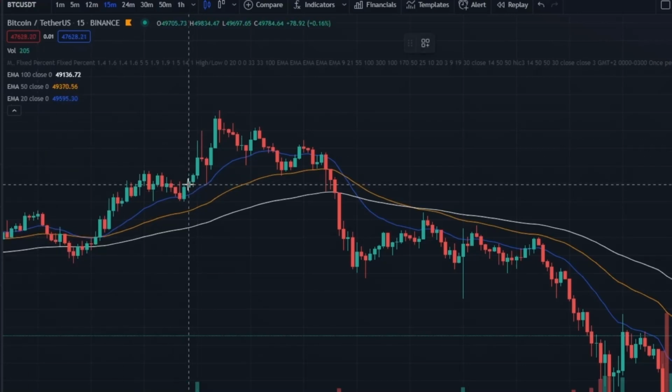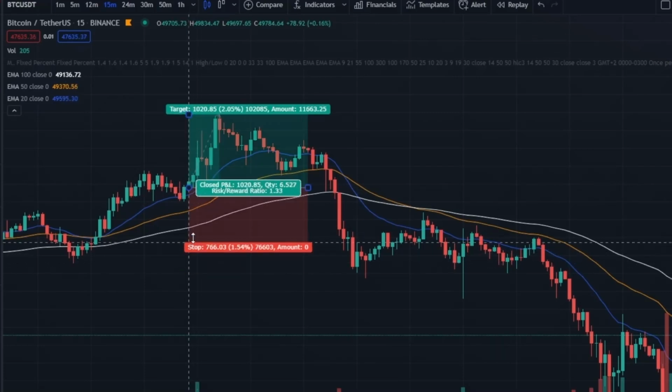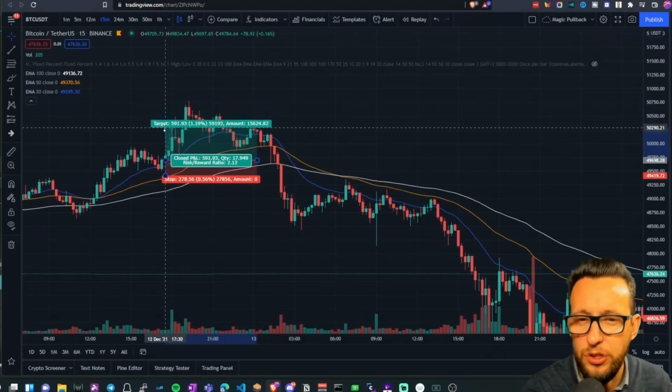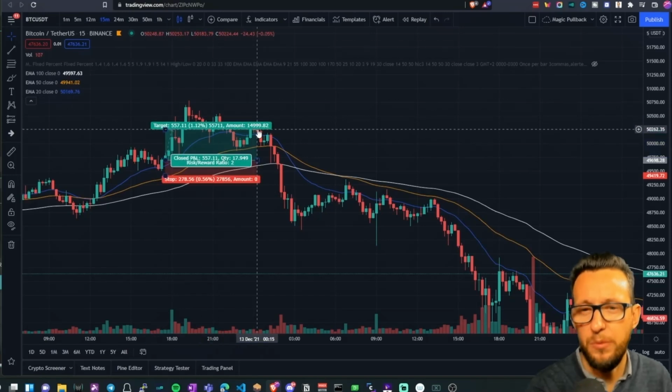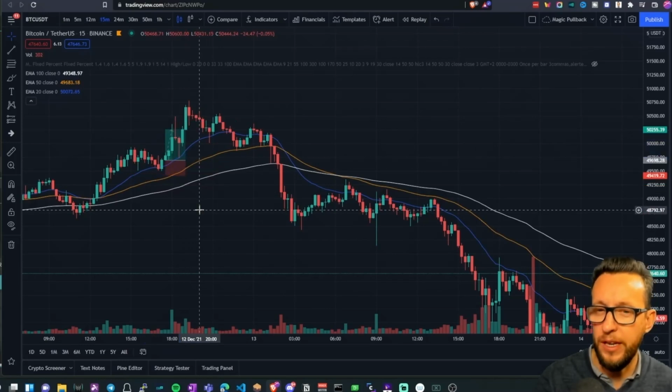So we'll be here, we're going to be entering just here, and we're going to have our stop loss on the orange line, and the risk to reward should be 2. So that one would have been a very simple, quick and effective win.